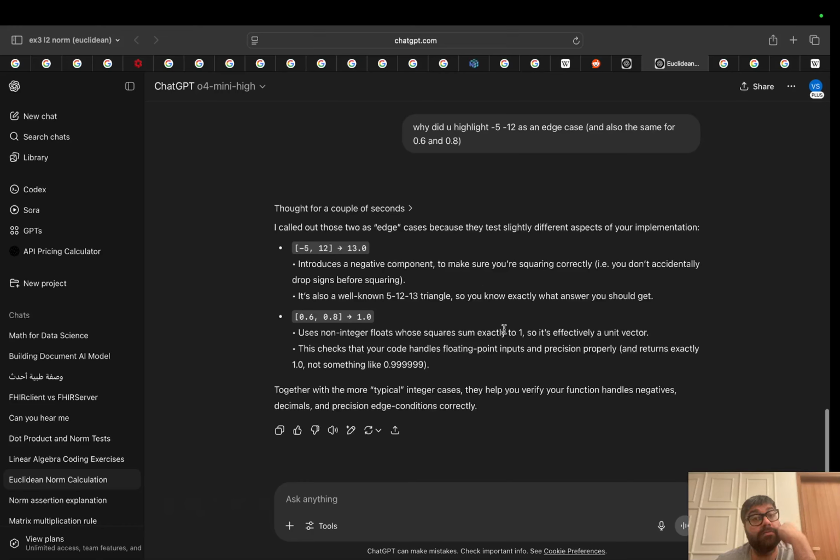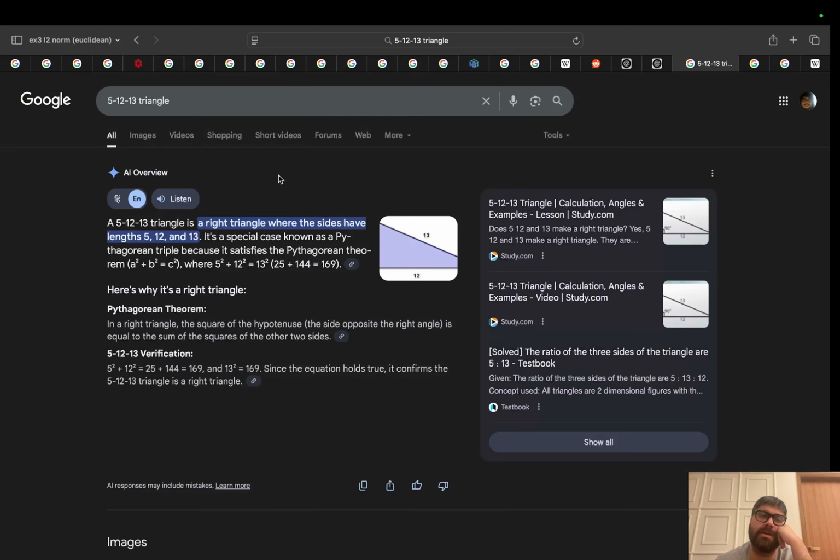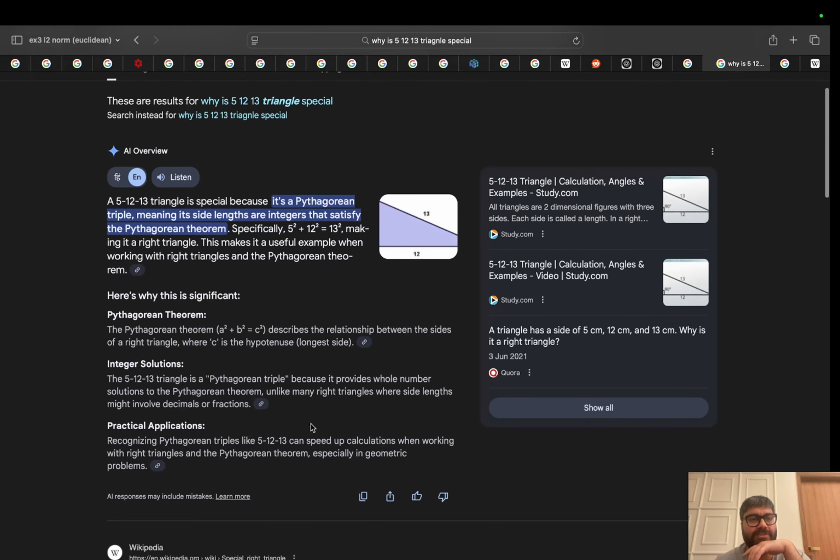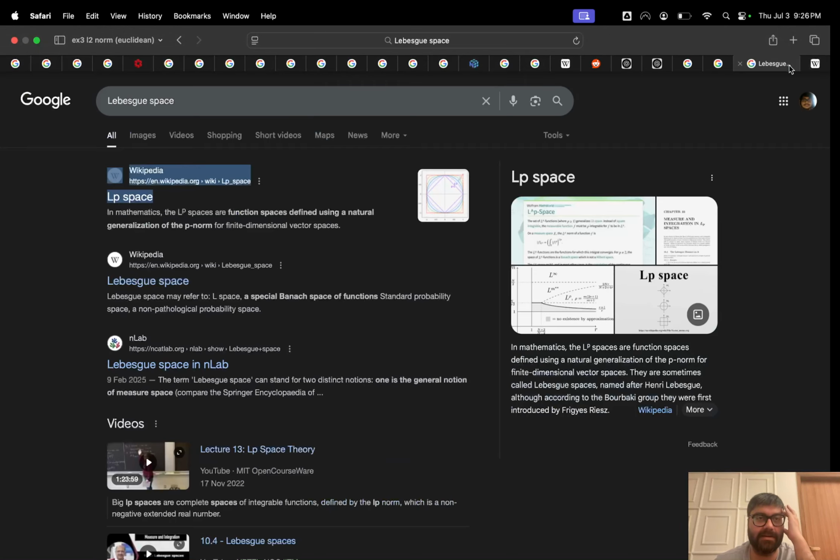It's also a well-known 5, 12, 13 triangle, so I'm like, wait, what? What's so well-known about it? And I looked it up. This is just a general page describing the 5, 12, 13 right angle triangle. I'm like, still, what is special about this? And then I Googled specifically, why is it special? And then I realized it's special because it satisfies a right angle triangle and all the components are integers. Okay, got it.